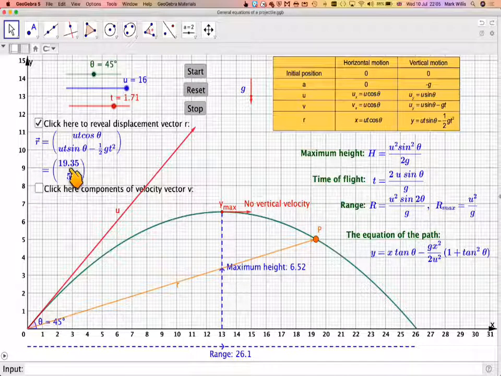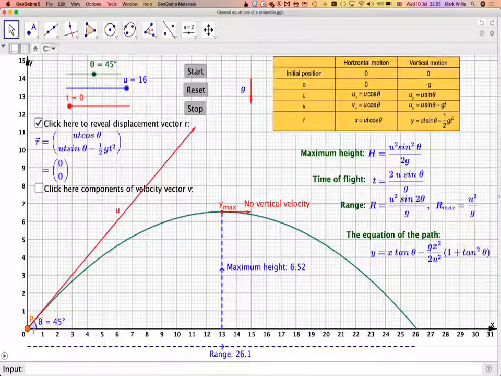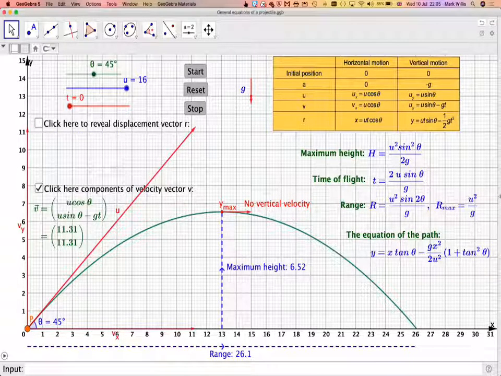The horizontal distance is 19.35 and the vertical distance is 5, and this is represented as a displacement vector. So you can represent these as vectors as well. Let's reset that and turn these off for a minute. Probably the one that's the most useful to look at is going to be that one. So we'll reset it.